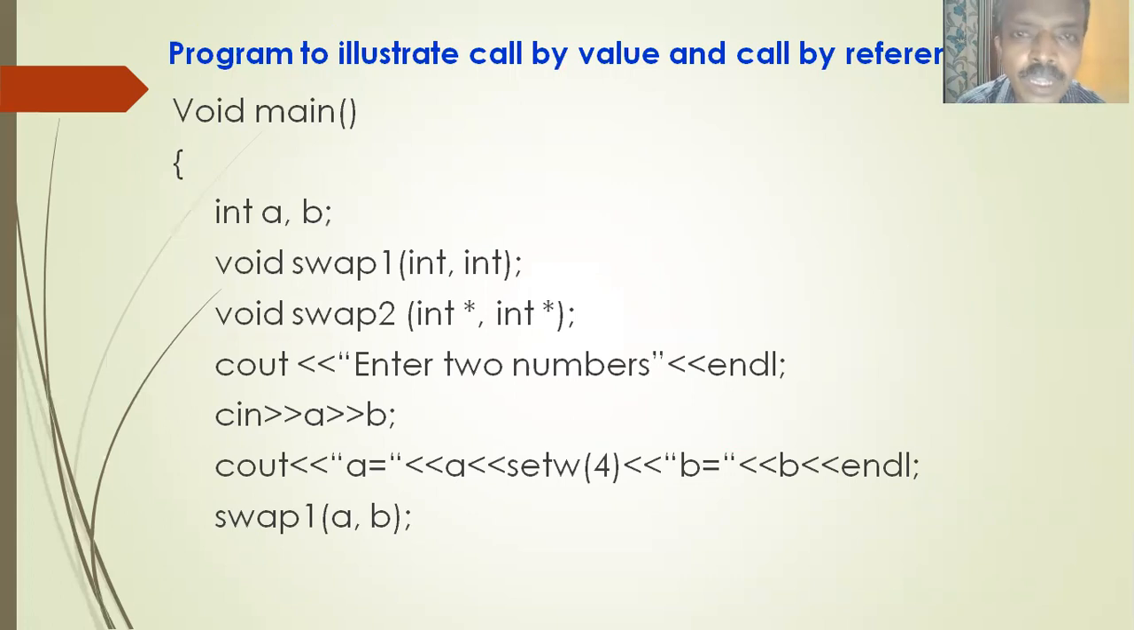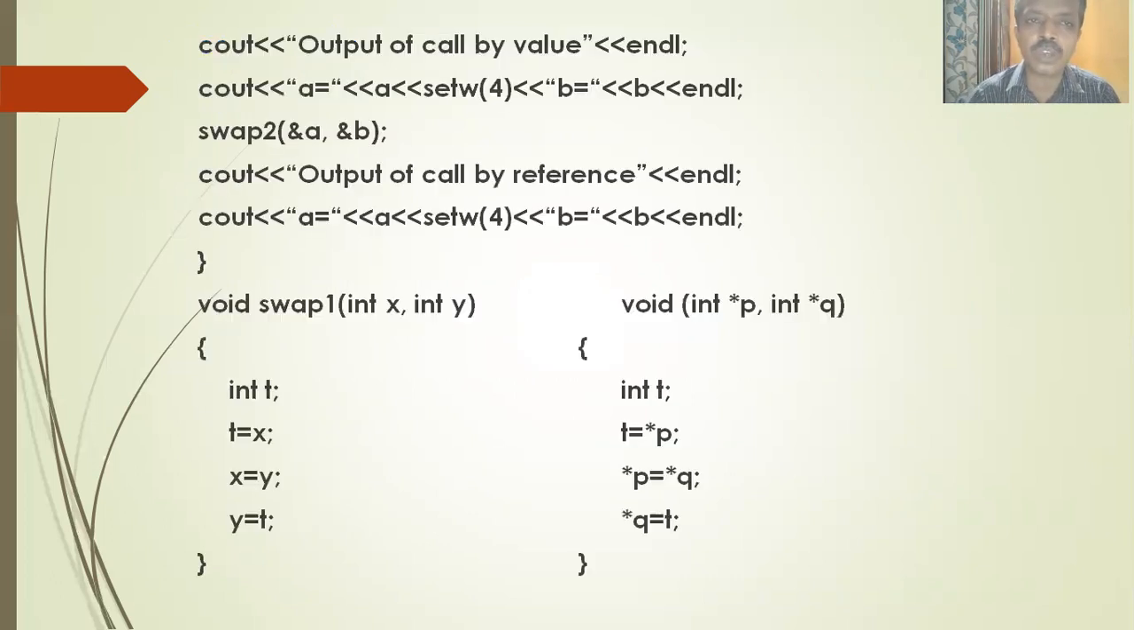So enter two numbers, scanf A comma B, and display A equal to the value of A, with spacing between A and B, and display the value of B. Then call the function swap1 with A and B. So first, after inputting the values for A and B, you display them. Then you call the function swap1. After calling the function, again display the values. Output of call by value: again display A equal to A, B equal to B.